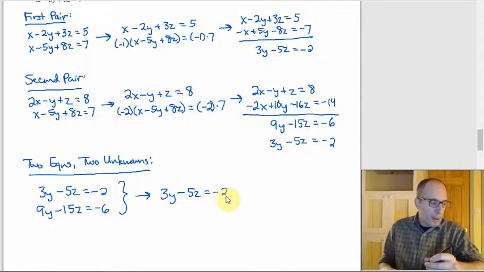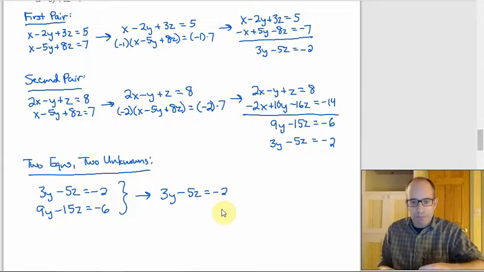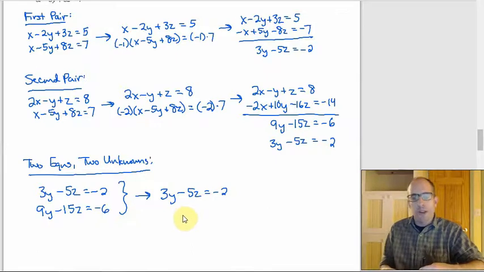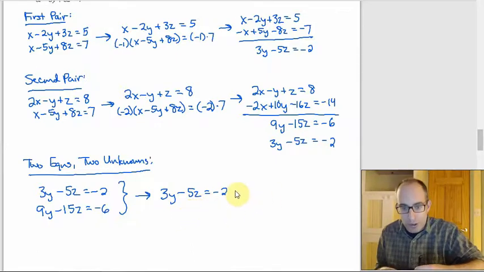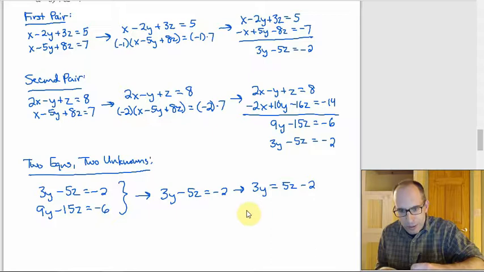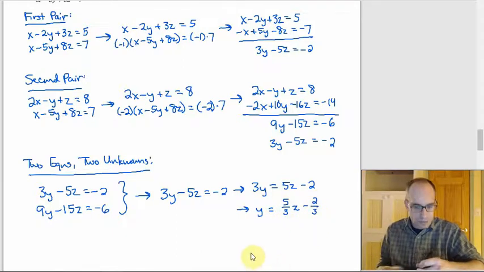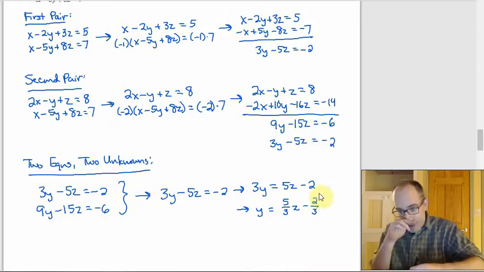Okay. And typically what you would do next is you would solve for one of the variables. So I'm going to solve for y. So if I add 5z to both sides, then 3y would be 5z minus 2. And then that would mean, if you divided both sides by 3, that y would be 5/3 z minus 2/3. Okay? So that's what y is.